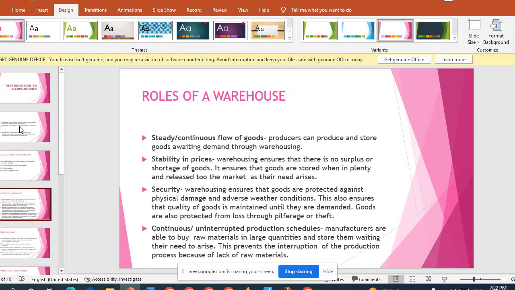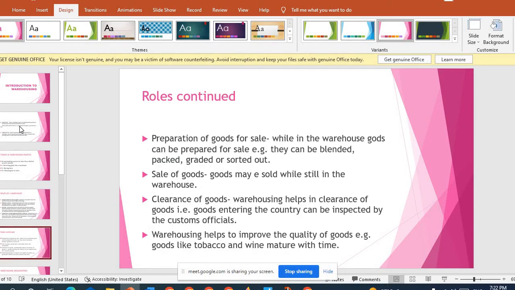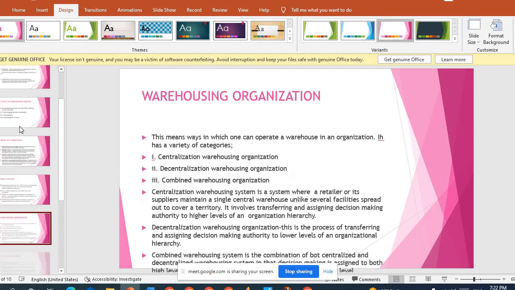Then, for security purposes, warehousing ensures that goods are protected against physical damage and adverse weather conditions. It also ensures quality of goods is maintained until they are demanded. Then another role, it helps in improving the quality of goods, e.g. wine. With time, when you store for long, the quality increases.